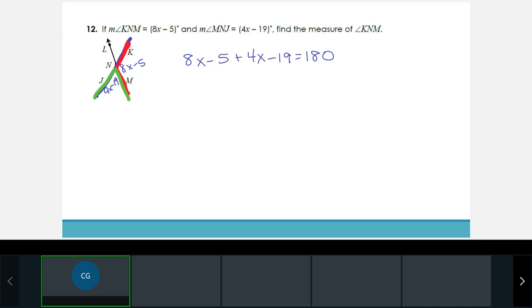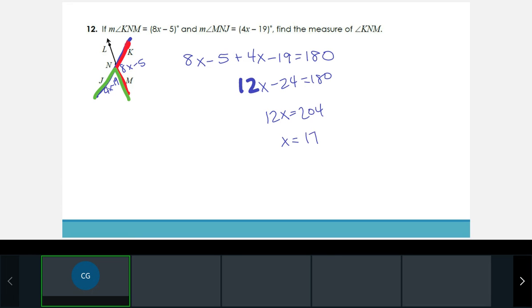So even if you didn't recognize maybe the word vertical, you at least recognized they're not. Well, they aren't vertical. But if you didn't recognize linear pair, you at least recognized that they weren't equal. So these have to add up to 180. So then you combine your like terms. Add 24 to both sides. Divide by 12.